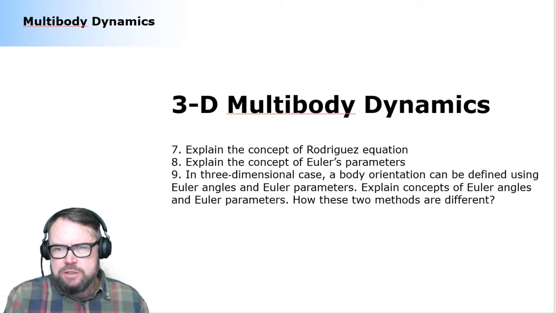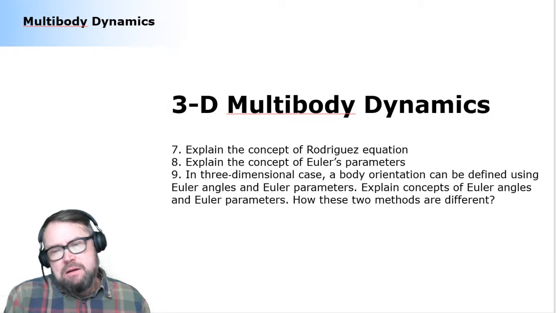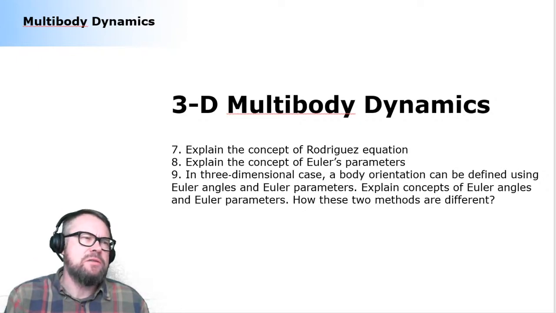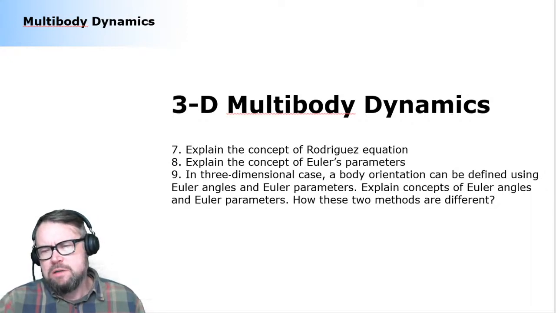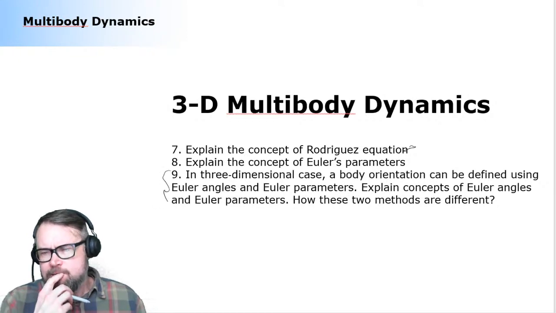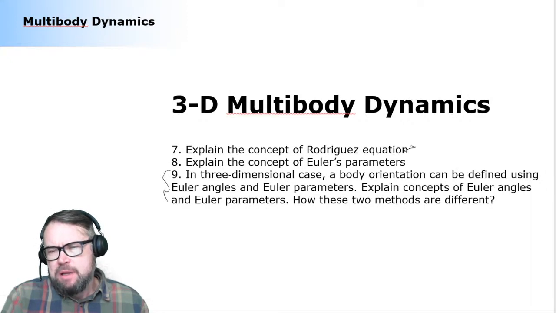Here are questions that I might ask on this subject matter. You can guess that I might ask you to explain the concept of the Rodriguez equation, which is very often used. I like to do it because the concept of the story is kind of nice. Then the concept of Euler angles, which you cannot explain without knowing the concept of the Rodriguez equation. And then comes the most difficult thing, which we need to look at from many different points of view: in a three-dimensional case, body orientation can be defined using Euler angles or Euler parameters. Explain the concept of Euler angles and Euler parameters, and how these methods are different.